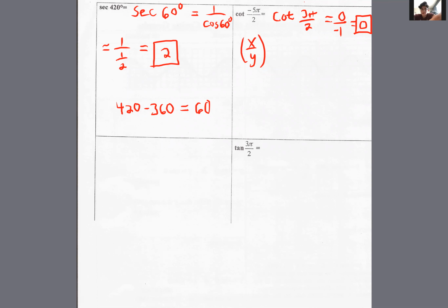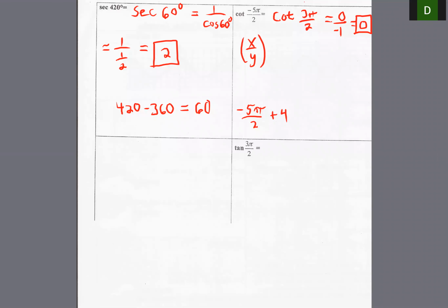I'm a little confused again. How did you get 3 pi over 2? Did you subtract 2 pi? Or add 2 pi? For this one, if you add 2 pi, it'll still be negative. So for this one, I would add 4 pi. You can add or subtract any multiple of 2 pi.